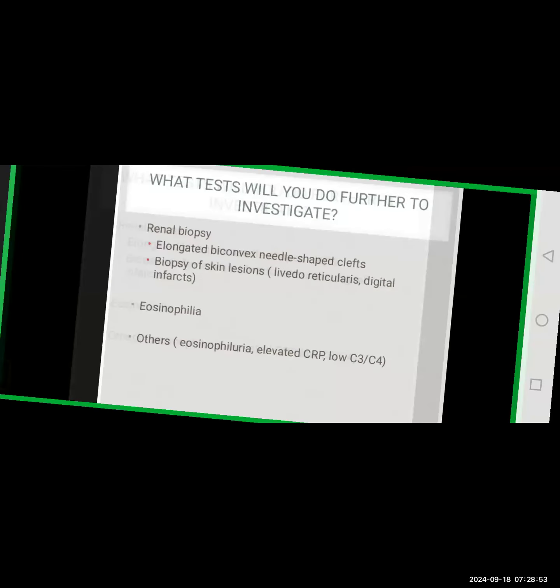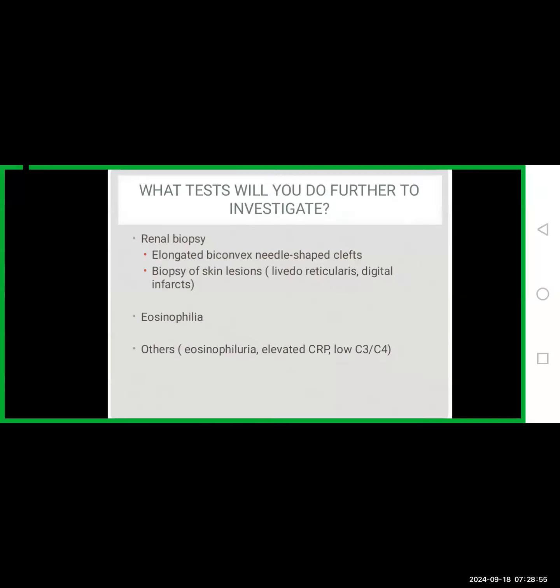What test will you do further to investigate? In this case, to investigate and probably confirm my diagnosis, I will do renal biopsy, which will show elongated biconvex needle-shaped clefts, which are areas that were originally lodged by the cholesterol emboli, and then the cholesterol gets dissolved during tissue preparation and leaves those ghost cells.